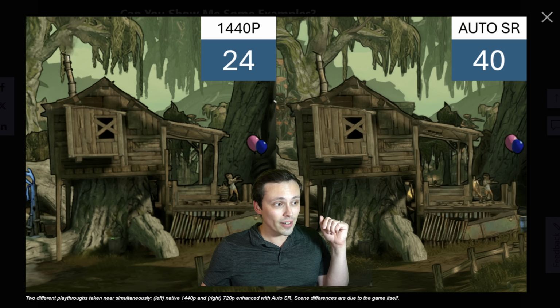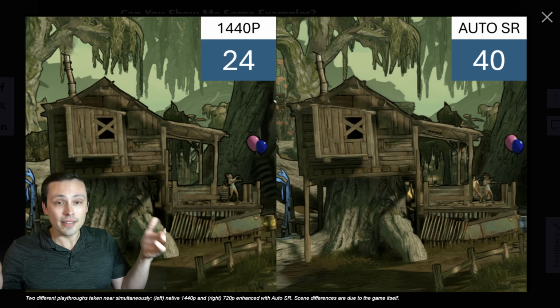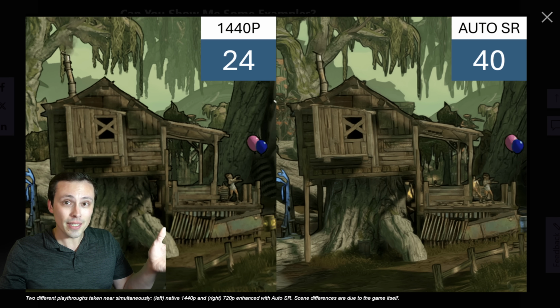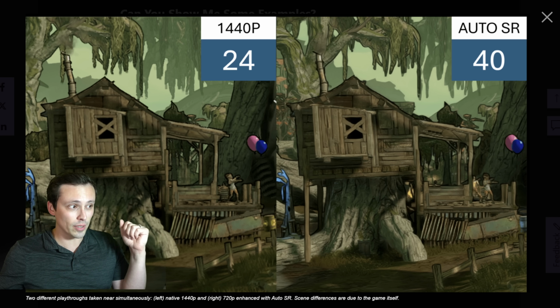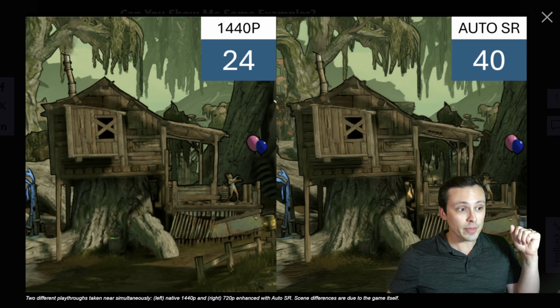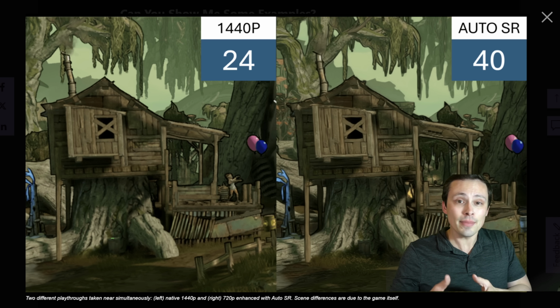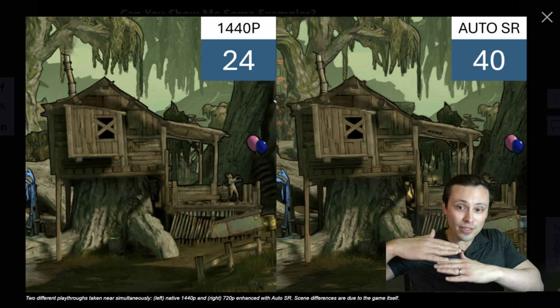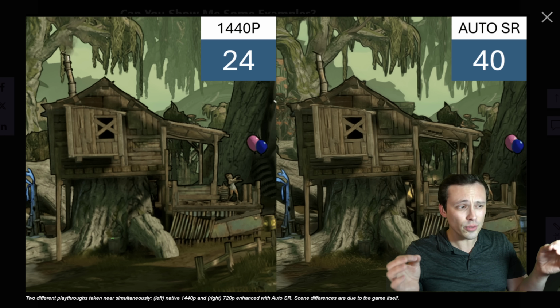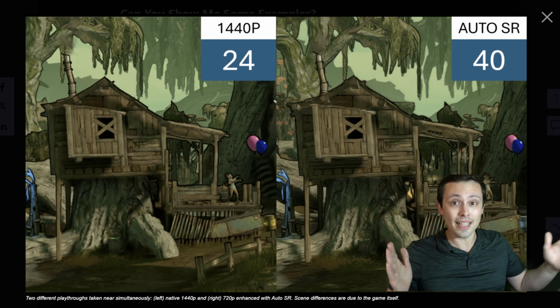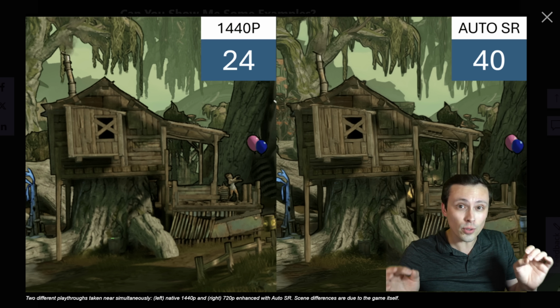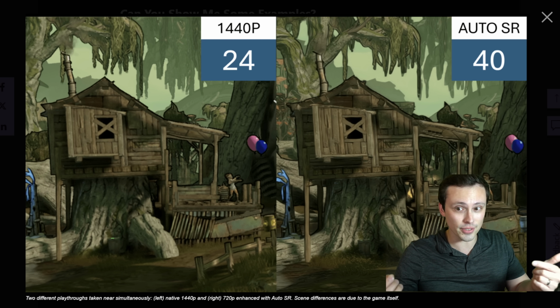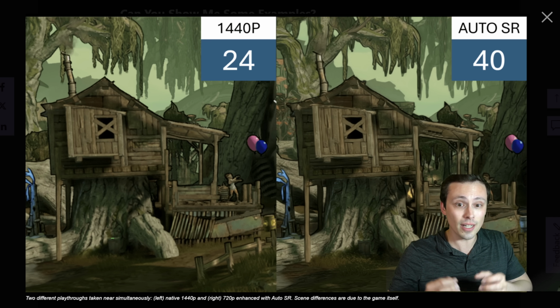So what we're seeing here on the left-hand side is again the game running at an actual 1440p, and on the PC it's running on, it can only handle 24 frames per second. But on the right, the game itself is actually only rendering at 720p. That is not just half the resolution, because 720 is half of 1440, but that's half on one axis and half on the other. That is 1/4 of the actual number of pixels that it originally had to work with. This is an extremely aggressive upscale.